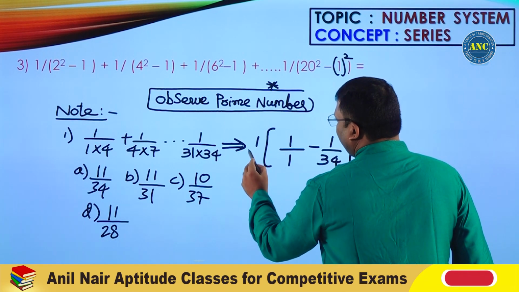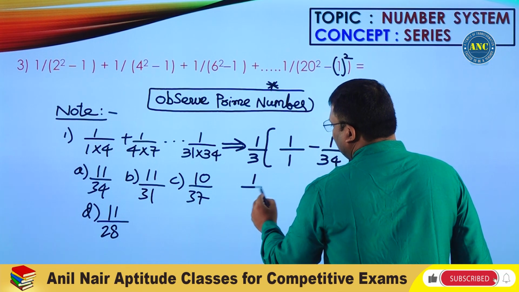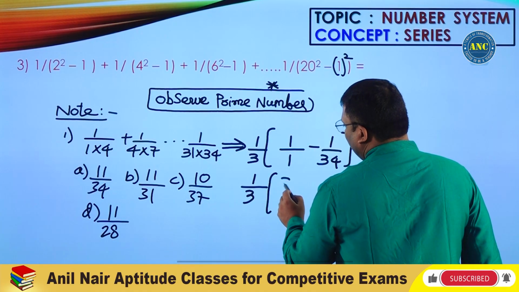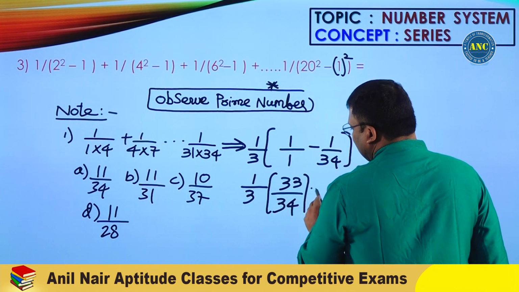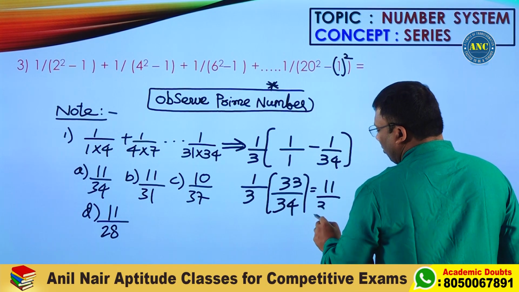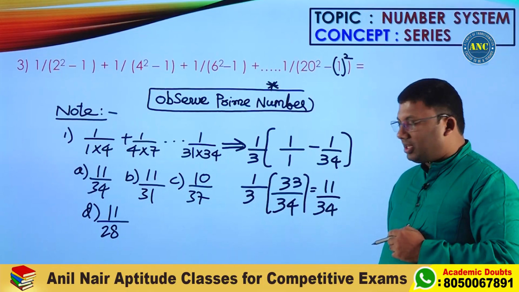Difference between 1 and 4 is 3. So the answer for this question is 1 by 3 into 33 by 34. It is 11 by 34. You all know this concept.